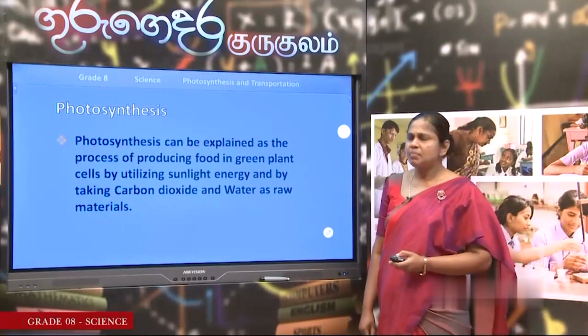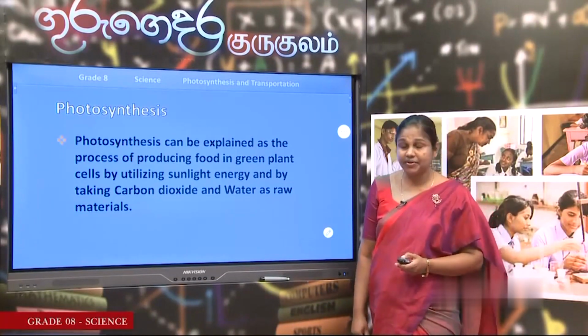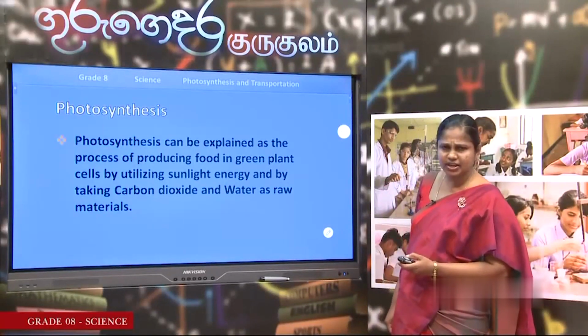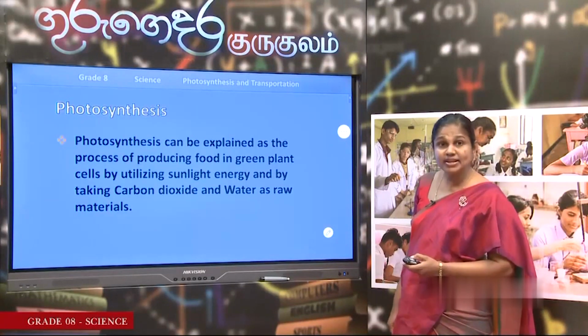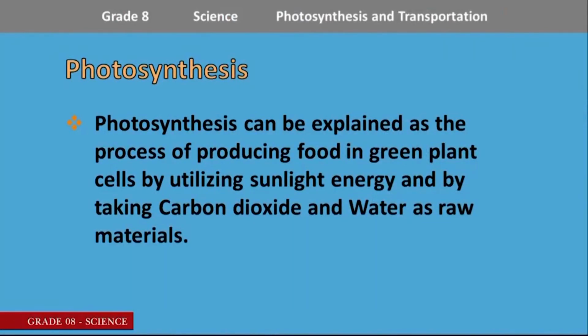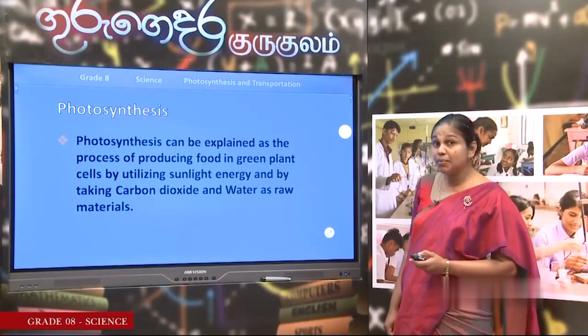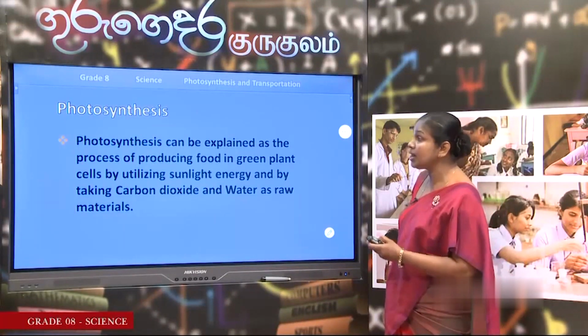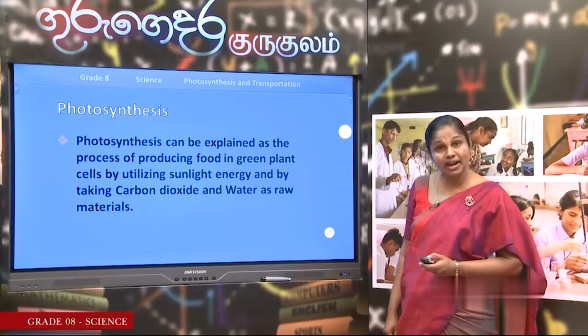If I explain this particular main term photosynthesis, children, photosynthesis can be explained as the process of producing food in green plants by utilizing sunlight energy and by taking carbon dioxide and water as raw materials. By looking at this definition, you can understand, children, this process needs sunlight energy, right? So, the main source that provides energy for this process is sunlight, right? And also, there are some more other factors needed for this process. Here it says by utilizing sunlight energy and by taking carbon dioxide and water as raw materials.